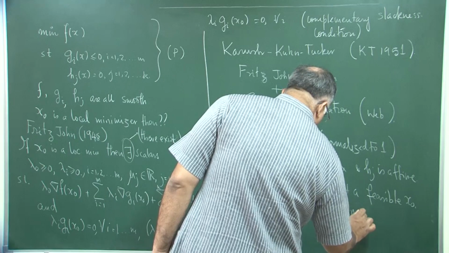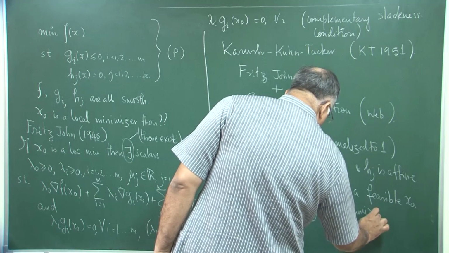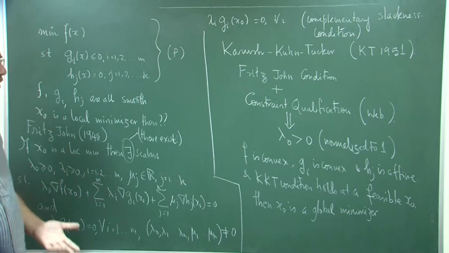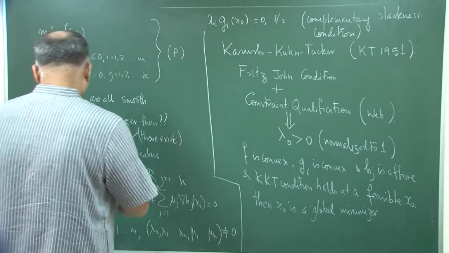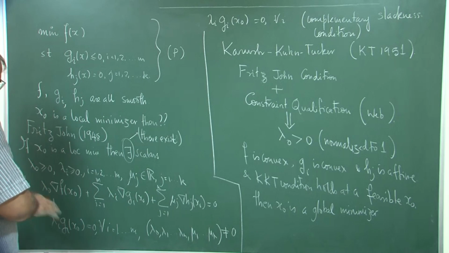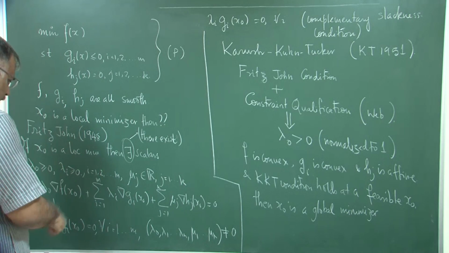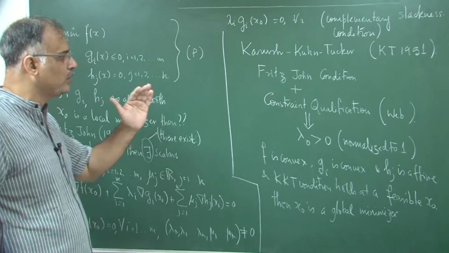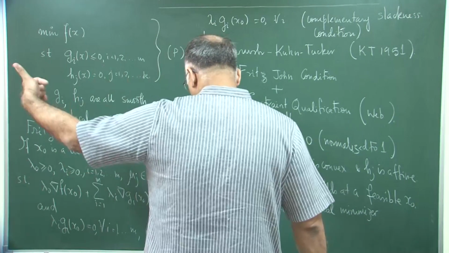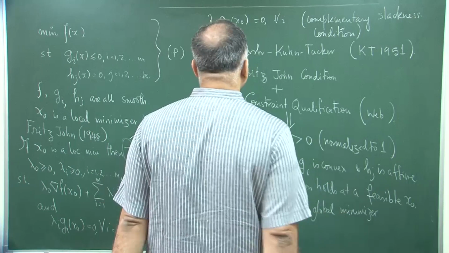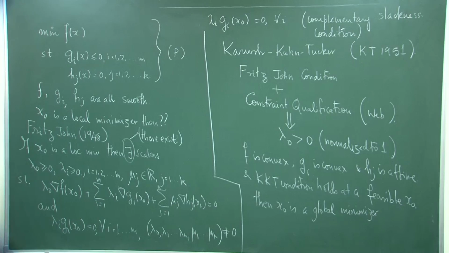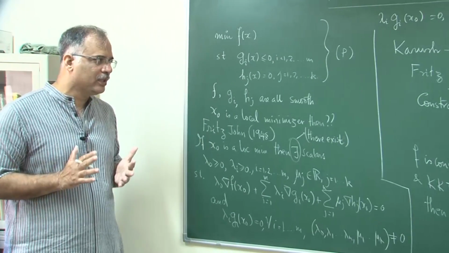So I would like that at home you would write down, figure out what constraint qualifications are, and then you try to show mathematically that if this is happening, then lambda naught would be strictly greater than 0. I can divide all sides by lambda naught, basically choose lambda naught equal to 1 and then write down the Kuhn-Tucker conditions.